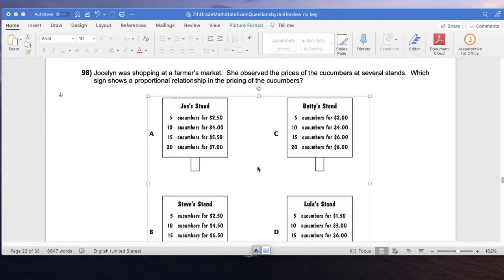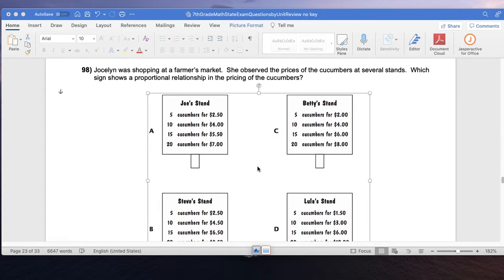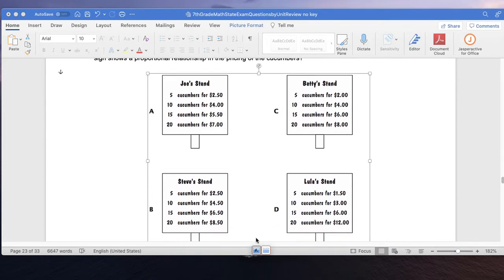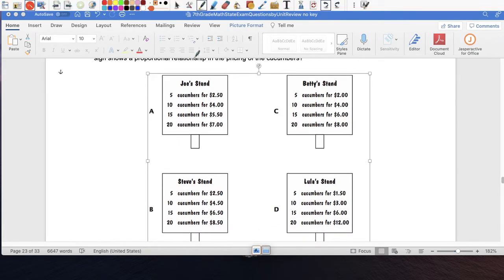98. Jocelyn was shopping at a farmer's market. She observed the price of the cucumbers at several stands. Which one shows a proportional relationship? Well, okay. Let's see if we can do this without doing k = y over x. So 5 cucumbers for $2.50. That means each cucumber is 50 cents. 10 cucumbers for $4. That means each cucumber is 40 cents. So this one is right off the bat not proportional. 5 cucumbers for $2. So each cucumber is 40 cents.